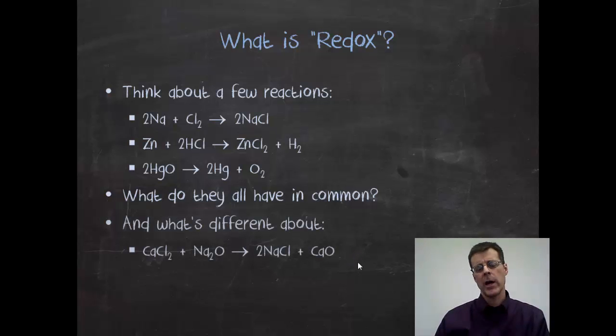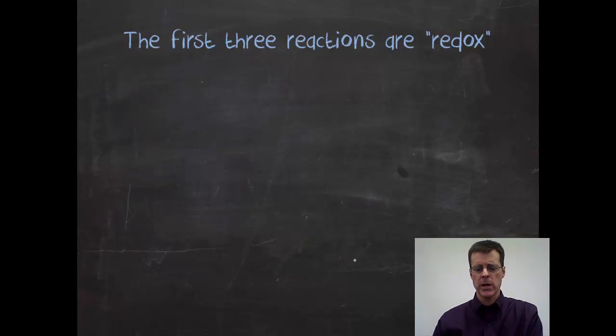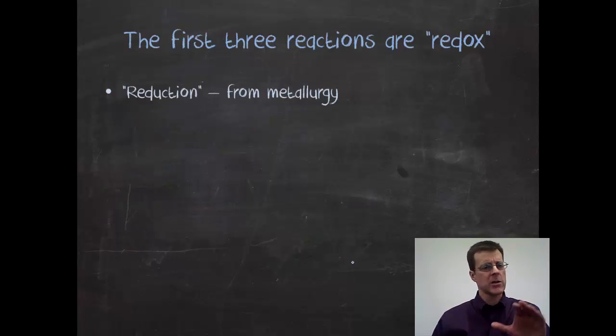Well, the other type of reaction we had, or one of the other types I should say, is this bottom one, and that's a double displacement. And it's different. It's not a redox reaction. Well, what's a redox reaction? The first three, as I mentioned, were redox reactions.